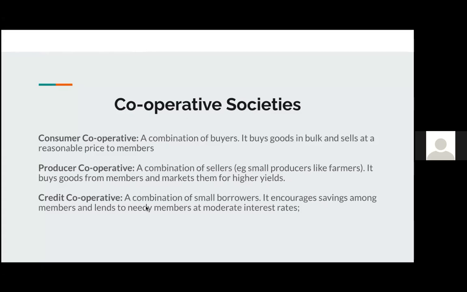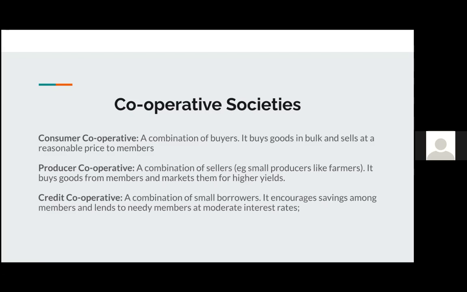So the next type of company we're looking at, cooperative societies. We have consumer cooperative societies, which consist of a combination of buyers. What happens here is that different buyers will come together and they will buy goods in bulk and then sell at a reasonable price to their members. So let's say I have a group of friends and we all want to buy, say, tomatoes. If you buy 5 tomatoes in the market today, the price that you would get will probably be a lot more expensive per unit than if you're buying over 2,000 tomatoes, because they will give you a discount for bulk buying. So that's what the benefit here would be.